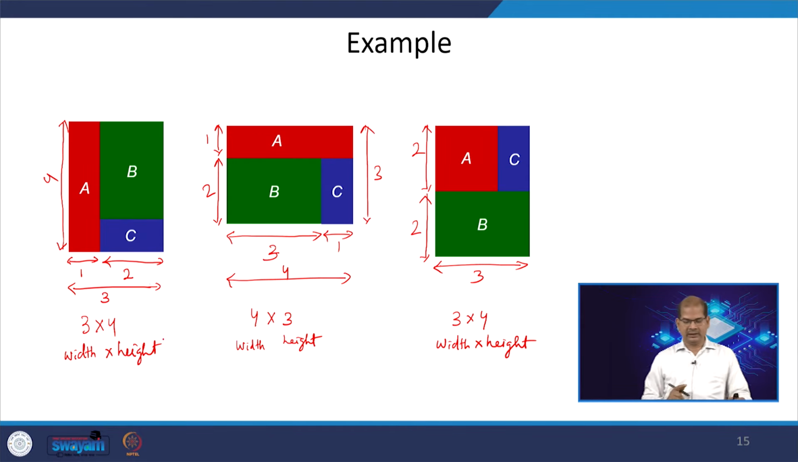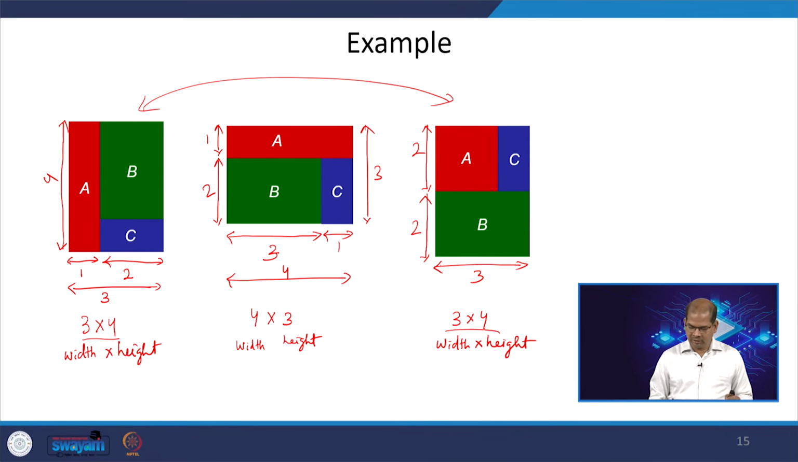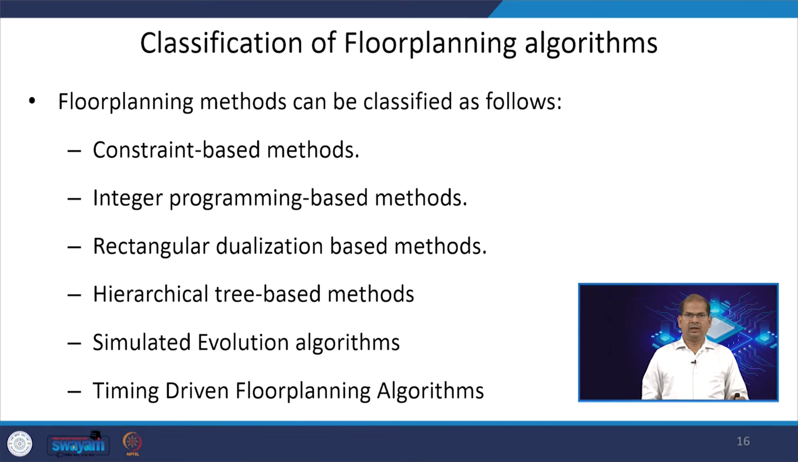So, what it tells is that even if the area of all the floor plans is the same, sometimes some orientation is more suitable for some design. Here, 3 by 4 or 4 by 3, we need to check either of them. These two are in one category, because 3 cross 4 is one type of floor plan and this is another type of floor plan. So, depending upon the requirement of your chip area, we can place these blocks in the chip. Now, there are several types of floor planning algorithms.